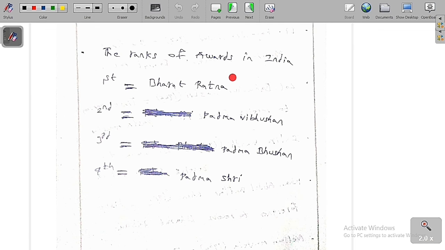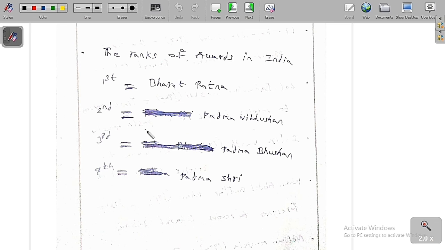The ranks of the awards in India are: the first rank goes to the Bharat Ratna, second to the Padma Vibhushan, third to the Padma Bhushan, and fourth to the Padma Shri. So these are the four awards given by the Government of India. This is the rank-wise order.